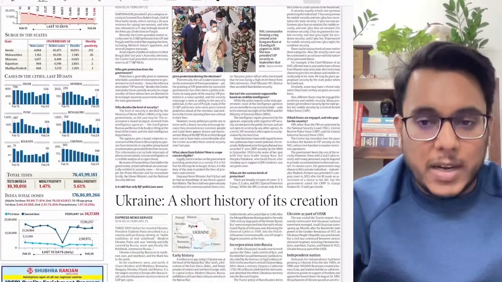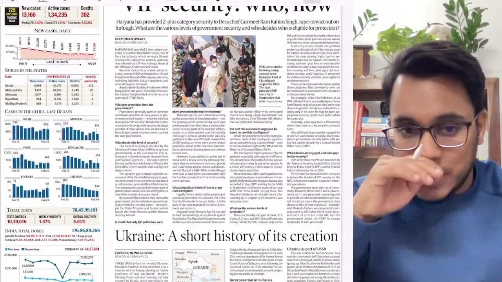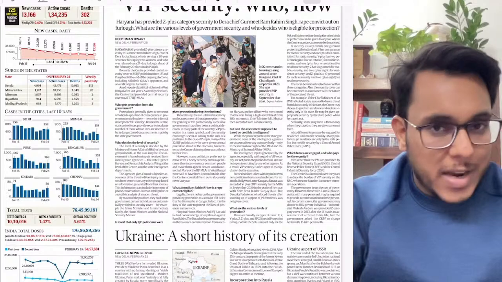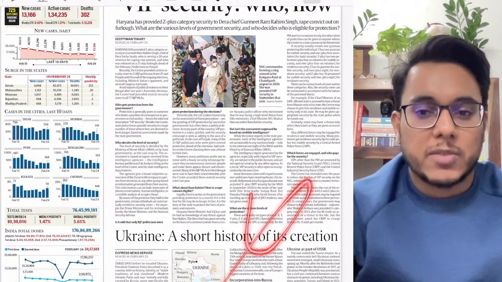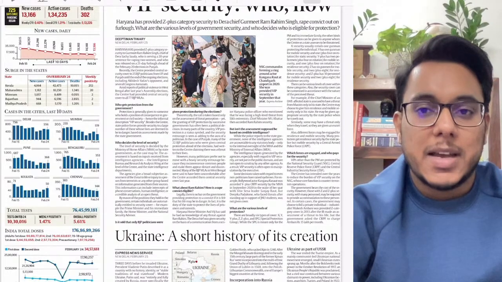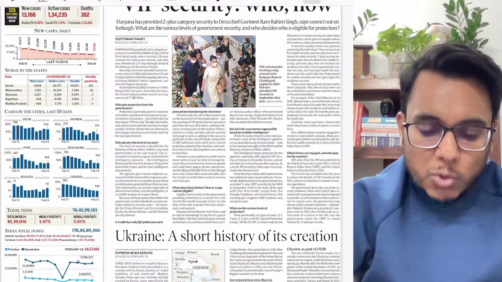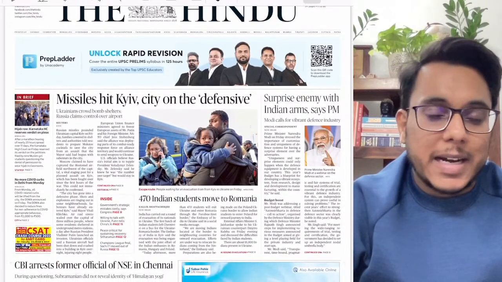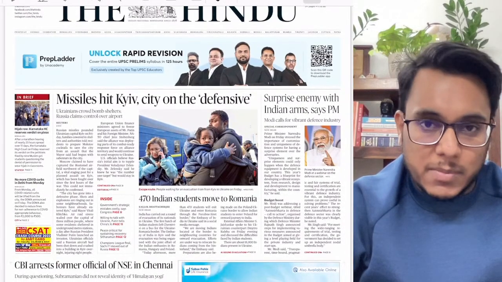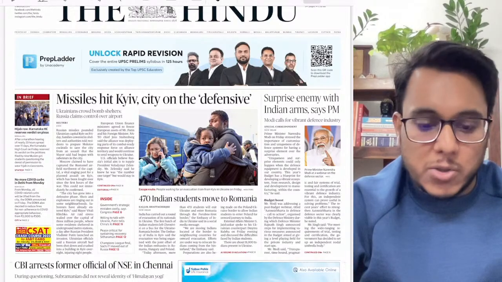Then the below article, Ukraine, a short history of its creation. The ancient and medieval history of Ukraine, etc., has been explained. Again, not important with respect to our UPSC examination. Clear? Then moving to the Hindu newspaper, and guys, today as it is Saturday, on Saturday the Text and Context page doesn't come. So today the Text and Context article will also not be there.